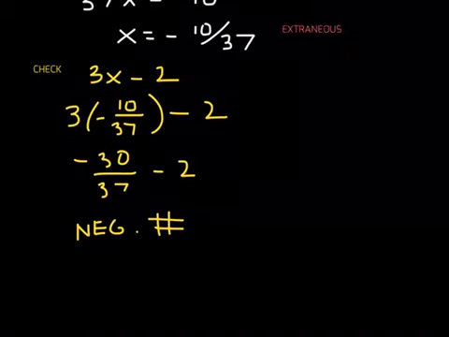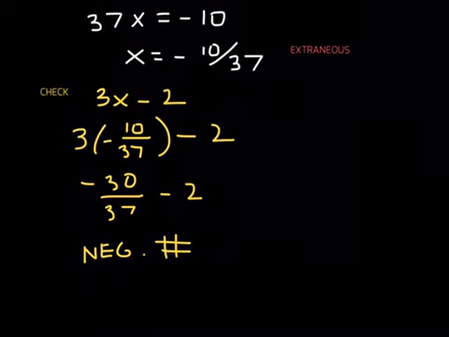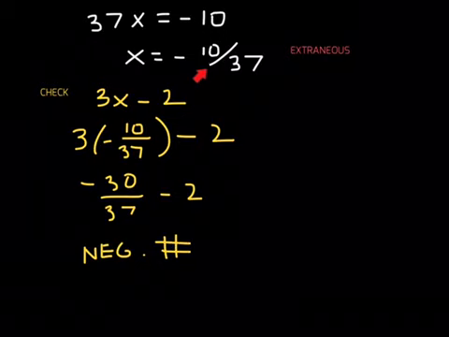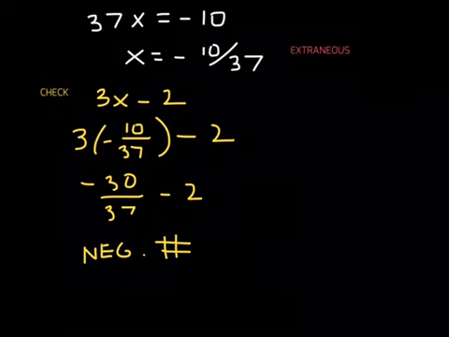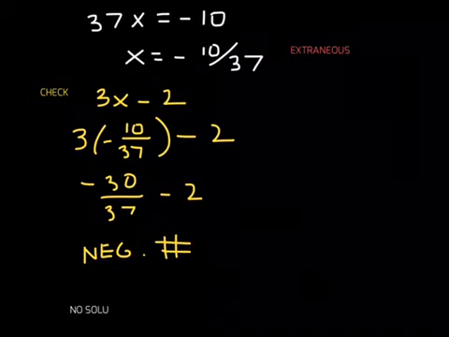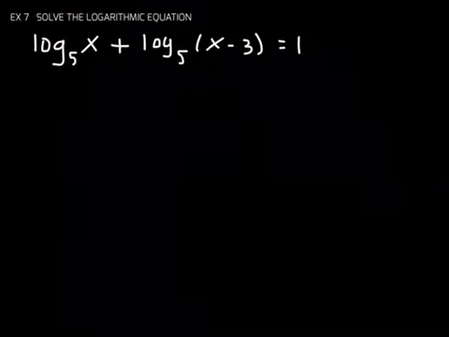Again, what that means is that negative 10/37 satisfies the manipulated equation, but not the original. Okay, I called it out earlier. This is our one and only proposed solution, and it does not satisfy the original equation. It's extraneous. So then what is your final answer? Well, your final answer is going to be no solution, because the one and only solution that you got doesn't work, right? So then this is your final answer. No solution.